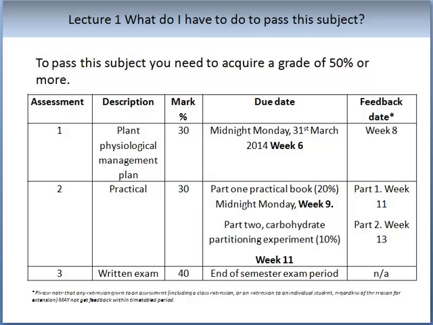This is worth 40% of this subject. This will be given at the end of the semester, during the exam period.